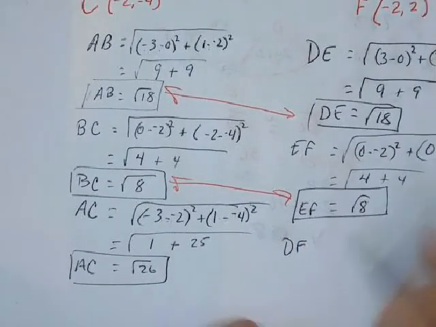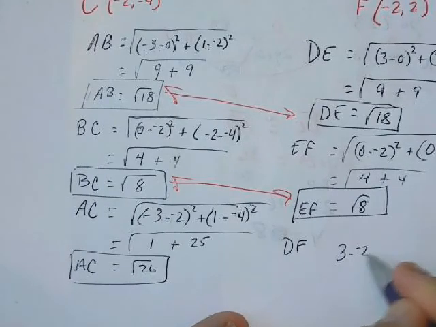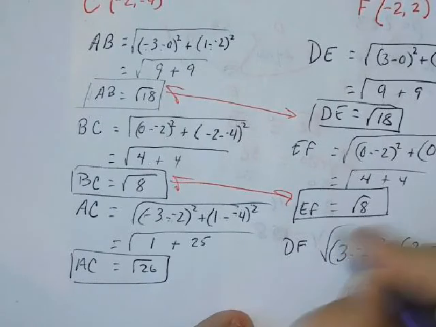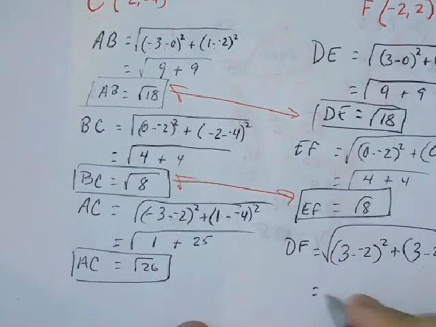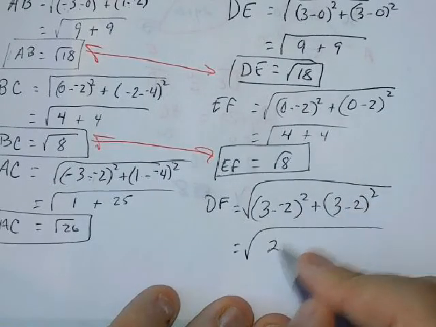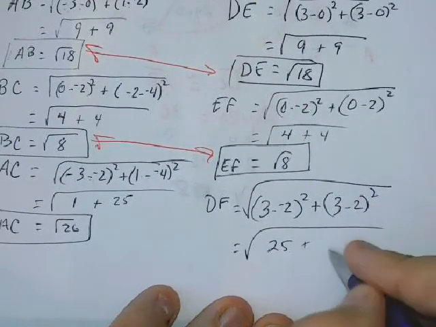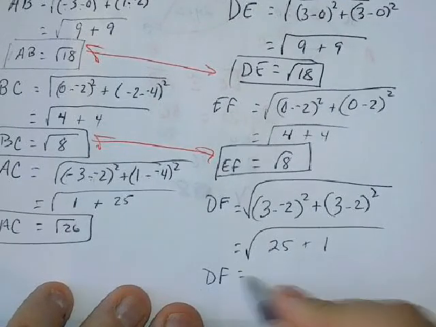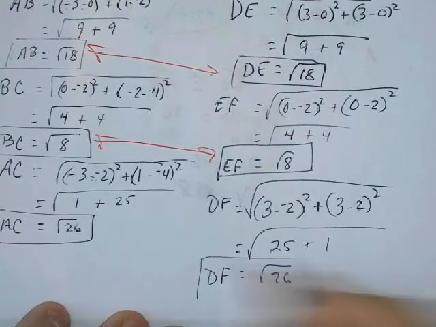So we're going to go DF. We're going to go 3 minus the negative 2 squared, and then 3 minus 2 squared. We got the square root. There we go. 3 minus negative 2 is 5. 5 squared is 25. 3 minus 2 is 1. So 1 squared is 1. And so we have DF is equal to the square root of 26. Look at that.